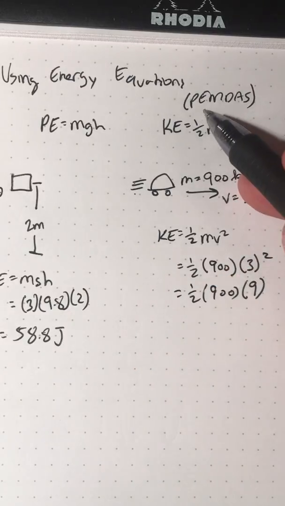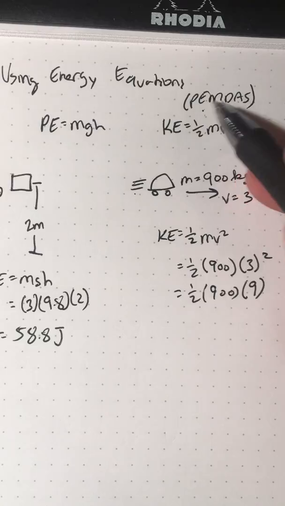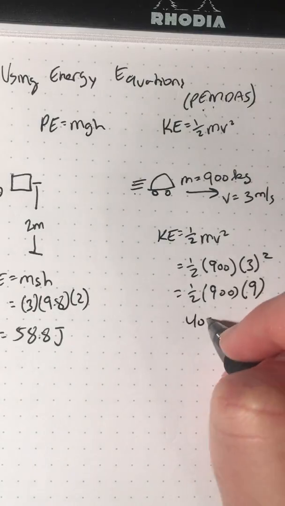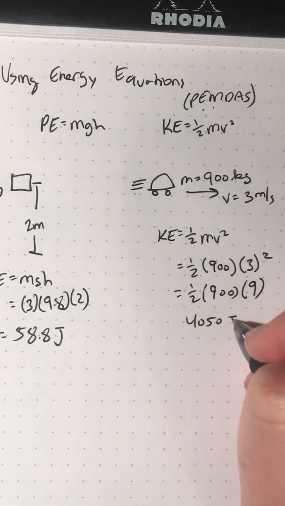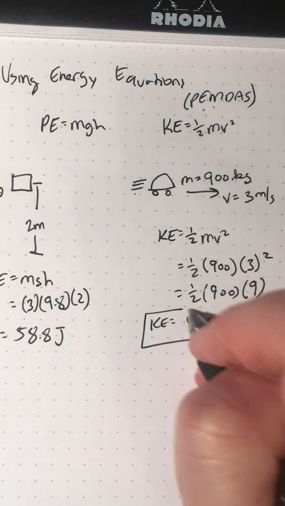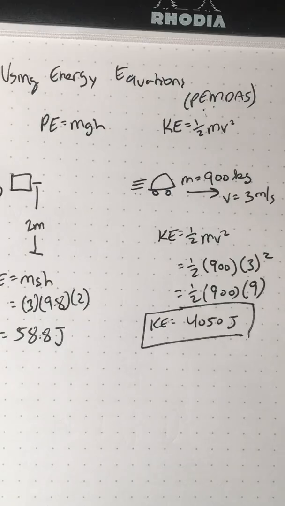So I've got parentheses, and I've done the exponents. Now I do the multiplication. So now I can do the 1/2 times 900 times 9. In this case, I would get 4,050 joules for a kinetic energy. But just make sure that you follow your order of operations and do your exponents before your multiplication.